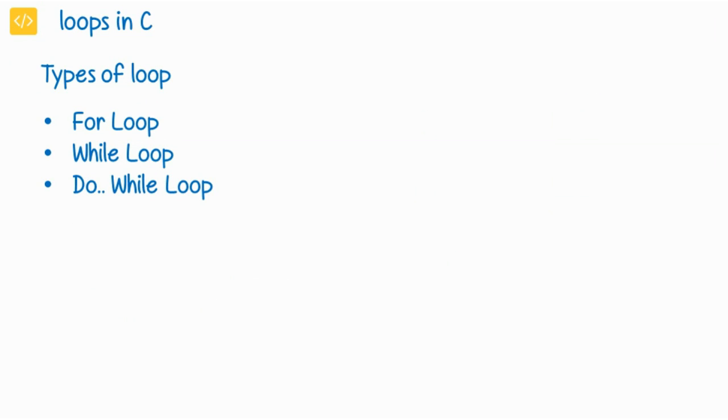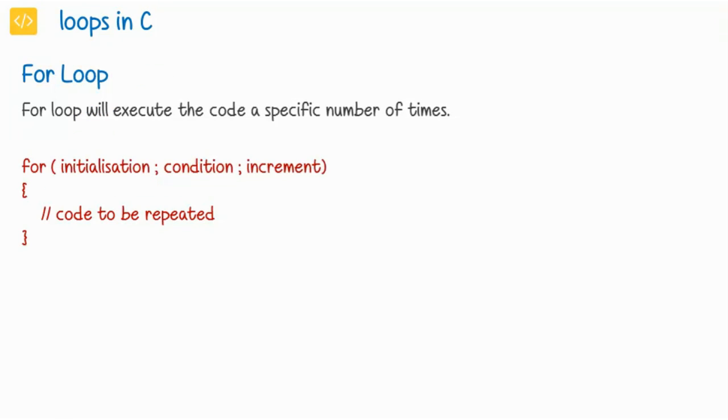C language supports 3 types of loops: for loop, while loop and do while loop. Now we'll see how for loop works. For loop will execute the code a specific number of times. The syntax for loop is as below: for bracket, initialization, semicolon, condition, semicolon, increment, and then the curly braces will include the part of code to be repeated.